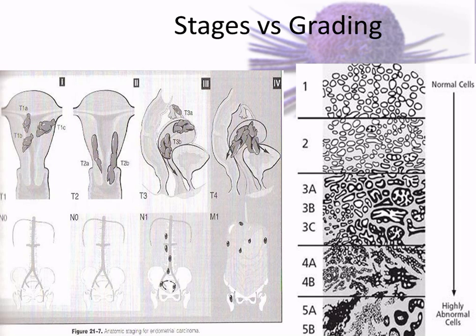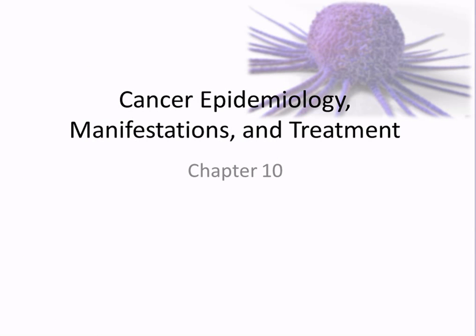Or which stage looks most like a normal cell? Would it be 2, 3, 4, or 5? It would be 2. It's most like a normal cell. It's not exactly a normal cell. So stages is talking about location, how it's moved. Grading is talking about the differences changed since it started.